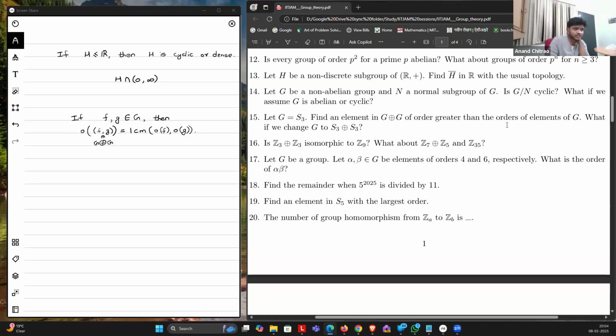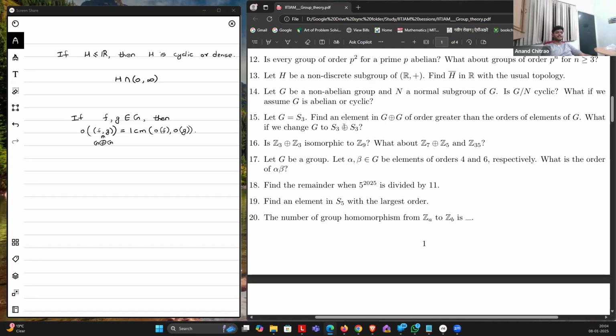So now, what is the largest order of an element in G? G is S3. The orders are 1, 2, and 3 in S3, right? So the largest is 3. Now, how do you get an element of order 6? An element of order 2 and an element of order 3. The LCM is 6.